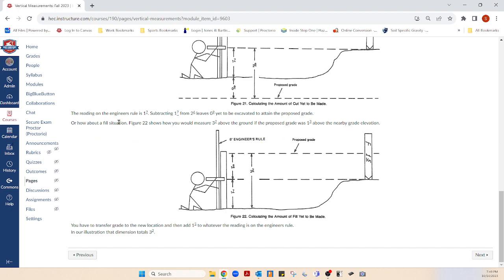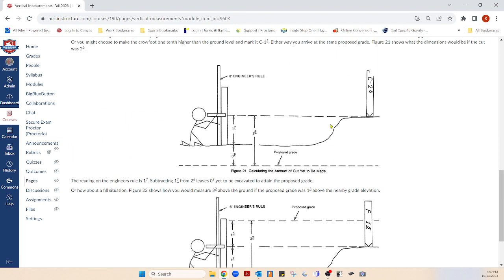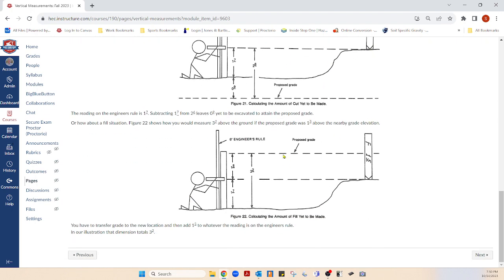Let's read what it says. This right here is telling us, or how about a field situation? Here we go. Figure 22 shows up. I think we had one of these. A field situation, how to measure 3 2/10 above the ground if the proposed grade was 1 3/10. I think that's just making an example here. Let's use this and stick with that, it's just a practice. It's showing figure 22. Sorry. Look at this. It's explaining this, but I'll just do it from here.